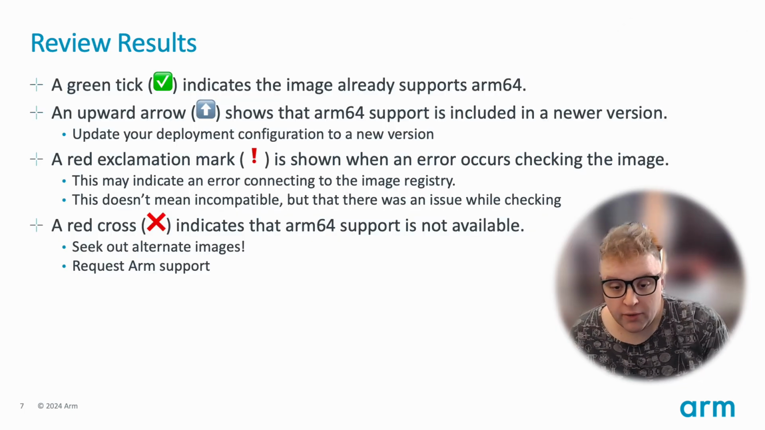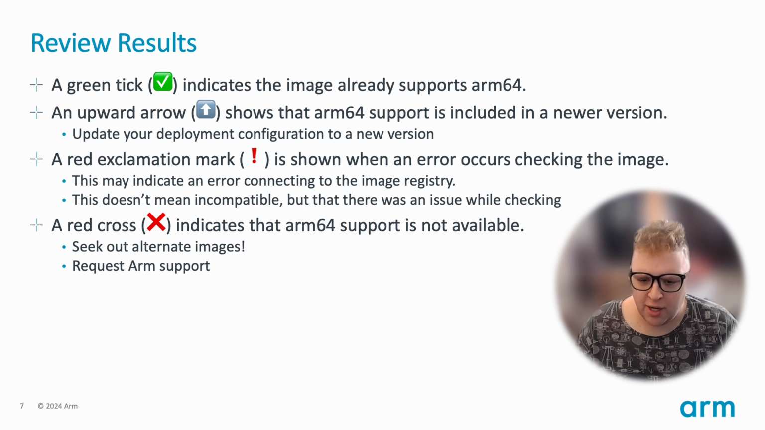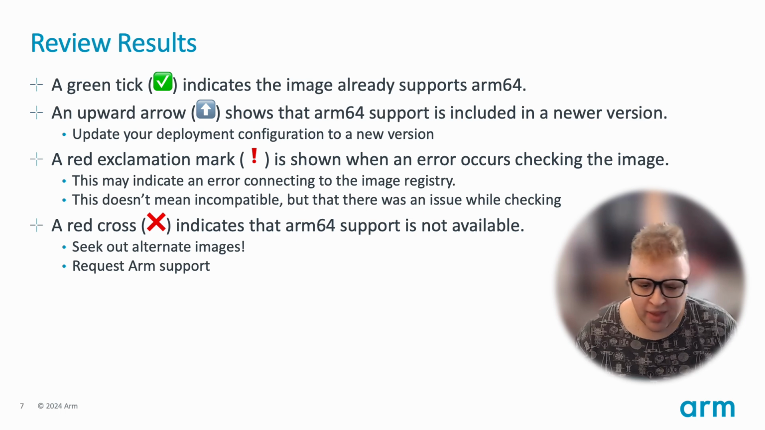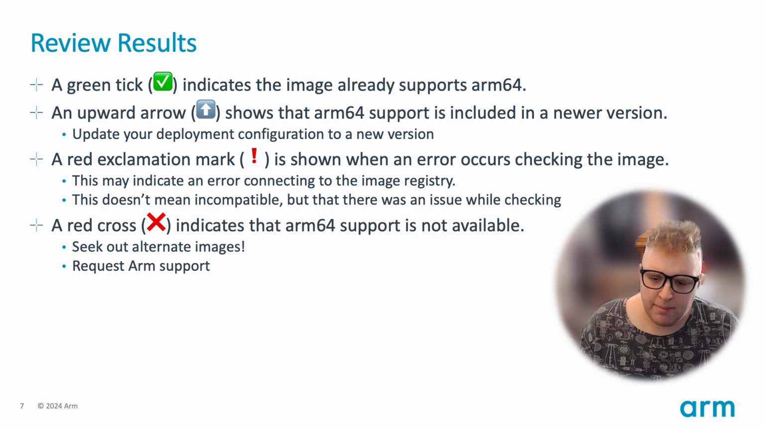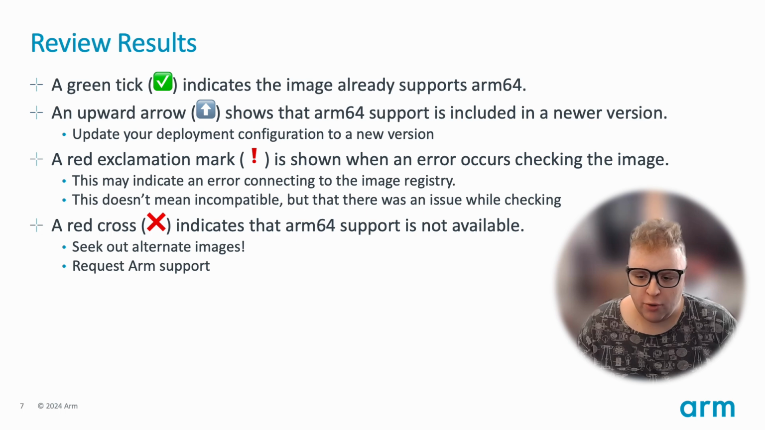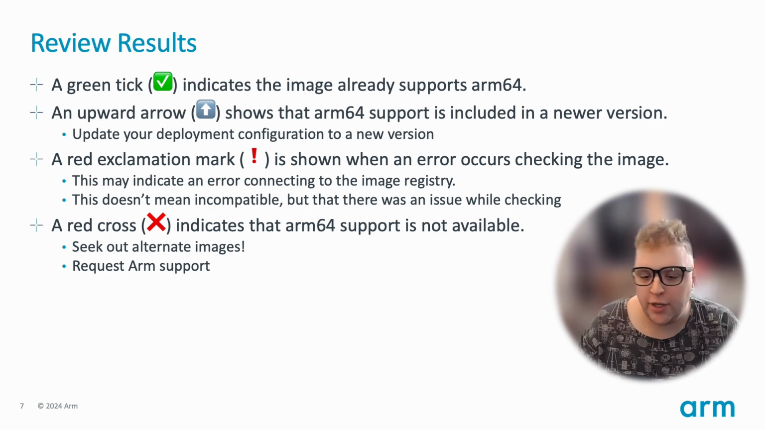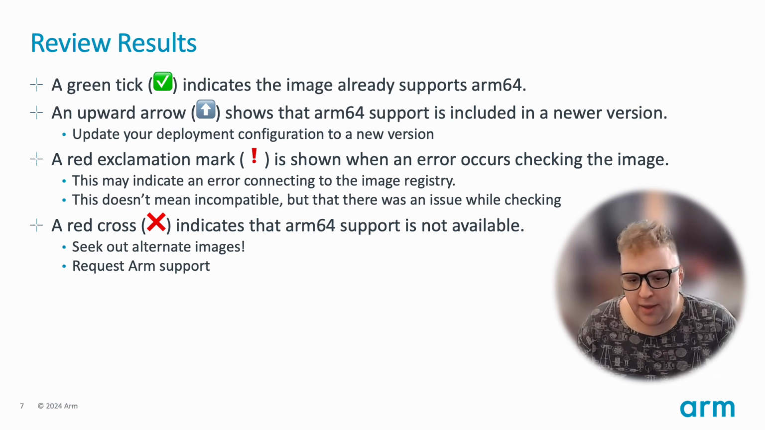Let's talk about the different results and what they mean. If you get a green checkbox, that means you are good to go. They found in the source registry ARM64 support with the version that you're currently running. You should have no issues migrating. If you get an upwards arrow, that means that there's a newer version in the source registry that does have ARM64 support, but just not the version that you're currently running. So to migrate, you'll have to update that particular version number to one that is ARM64 compatible. But in theory, once you do, things should then work just fine.